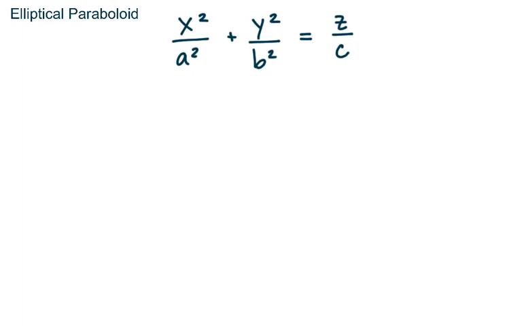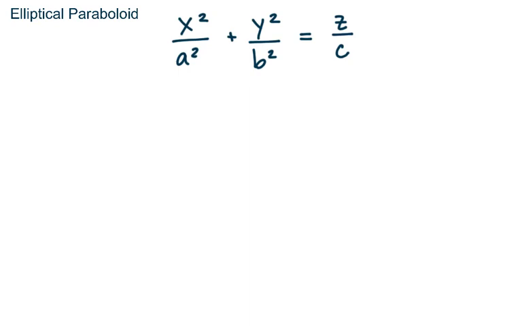Welcome back. As we continue our study of quadric surfaces, we're going to look now at an elliptical paraboloid. We already did an example in our second video, of an elliptical paraboloid, though we didn't really know what we were looking at yet. But we're going to talk about our standard form.